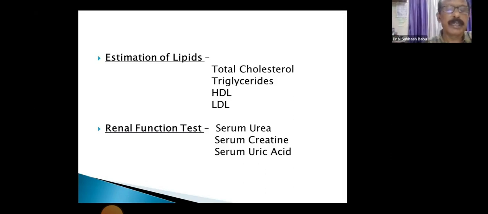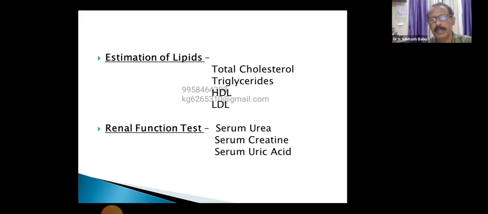And coming to the kidney function test, renal function test, serum urea, serum creatinine, and serum uric acid are the tests or the components that we are looking into for renal function. Serum urea, 20 to 40 is normal, and creatinine 0.7 to 1, or maximum 1.2, and serum uric acid differs in males and females. Anyway, it should be below 6.5 in females and up to maximum 7 in males.